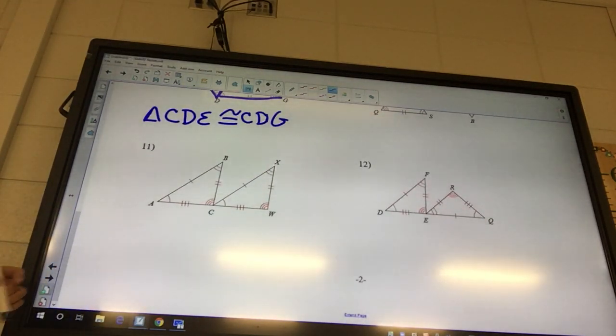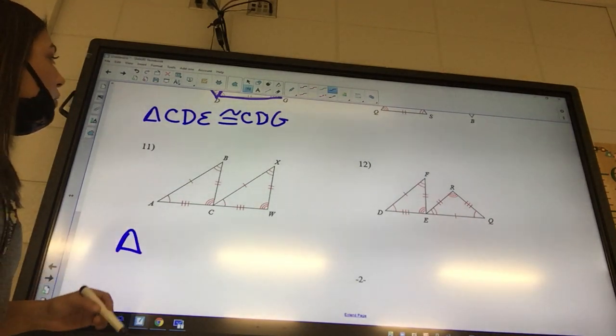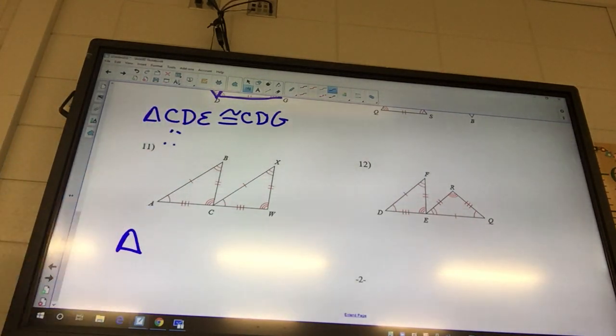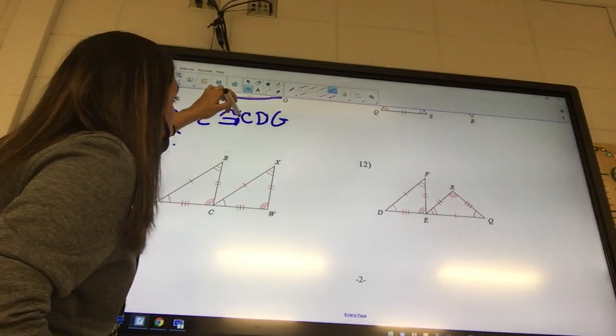Okay, so 11 is going to be triangle. Oh, I did something wrong up here. I forgot the triangle on the second one. It should say triangle right here.